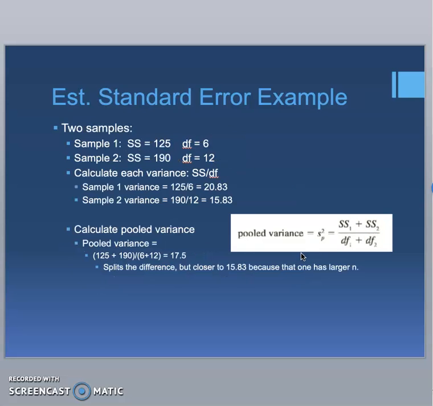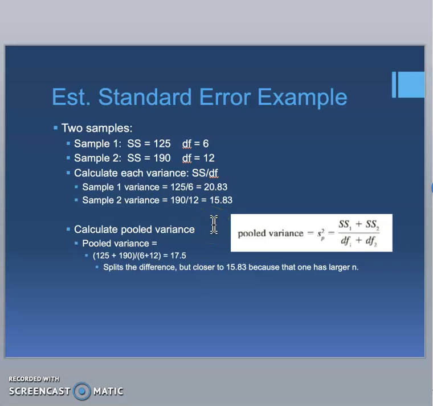Okay? If we keep this going with another example, we have sum of squares, we have df, we calculate this. Again, this one is double the sample size. Well, not quite because it's 7 and 13, almost double sample size. And so when we calculate the variances separately, which we're not going to do except for demonstration purposes, we get 21 and 16. Yes, I'm rounding. Pooled variance, 125 plus 190 over 6 plus 12, 17.5. It's a lot closer to that one because it has a lot larger sample size.